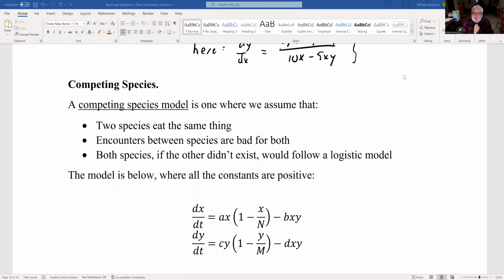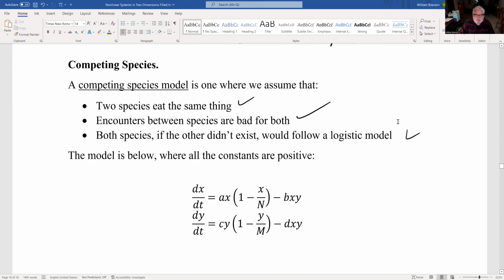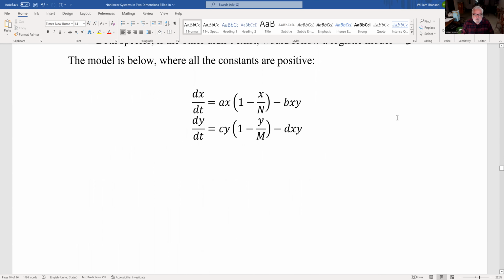Okay, a model of competing species. So what we have for competing species is that we have two species, X and Y. I don't know what they are. Suppose they're, I don't know, moose and elk. Two species that eat the same thing. We'll assume that encounters between species are bad for both species, and both species, if the other didn't exist, would follow a logistic model.